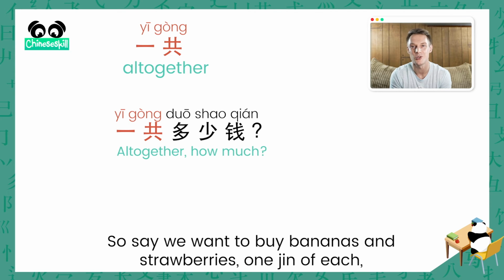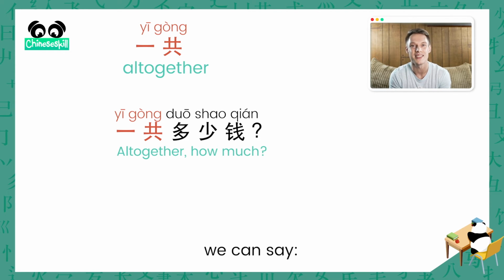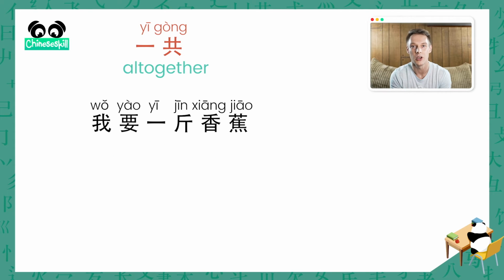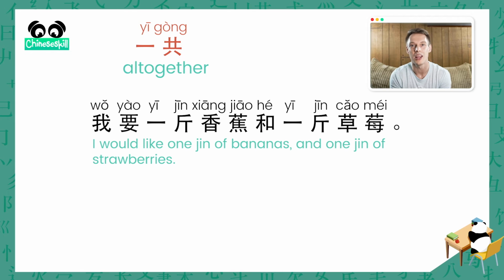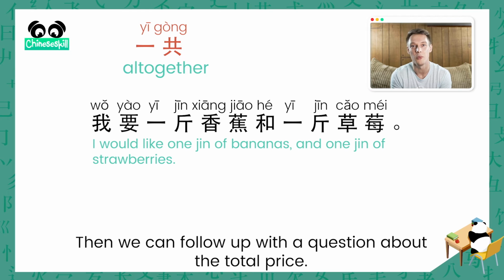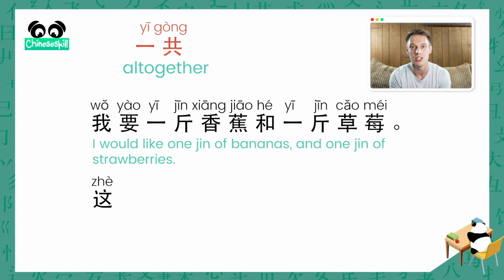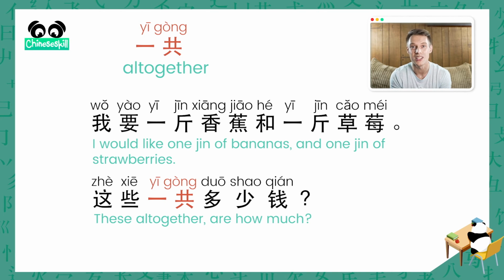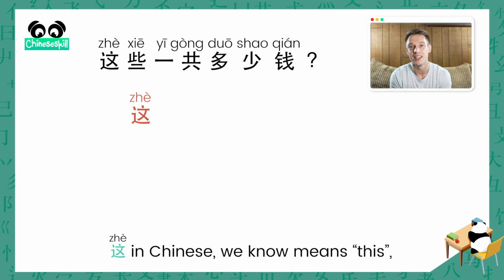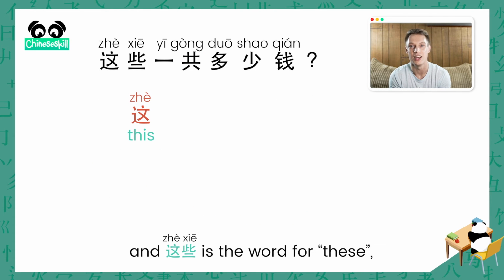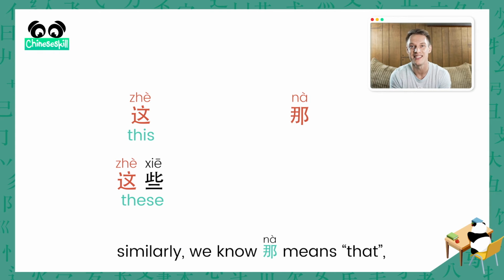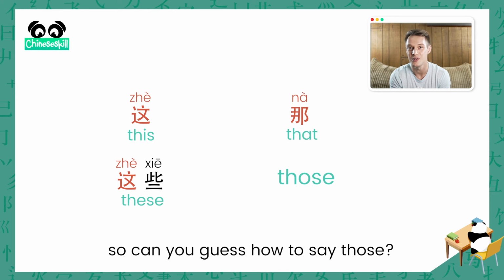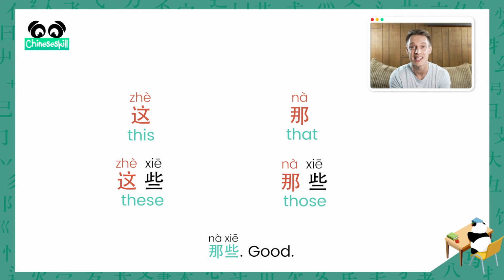So say we want to buy bananas and strawberries, 1 斤 of each. We can say 我要1斤香蕉和1斤草莓. I would like 1 斤 of bananas and 1 斤 of strawberries. Then we can follow up with a question about the total price. 这些一共多少钱? These all together are how much? 这 in Chinese we know means this, and 这些 is the word for these. Similarly, we know 那 means that. So can you guess how to say those? 那些.